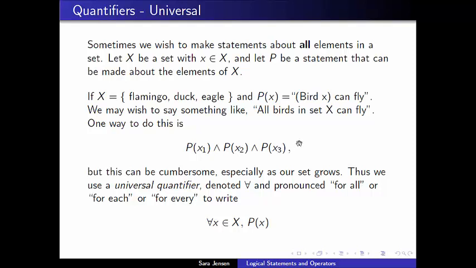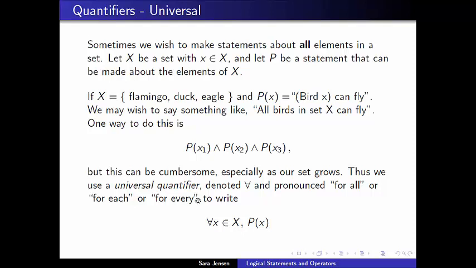So an alternative way for this example of writing P of x1 and P of x2 and P of x3 would be to say upside down A, little x in X, statement P of x. And the way that I would read that more naturally in English is to say, for every element of the set X, the statement P of x is true. That's the way that I would read that a little more naturally.